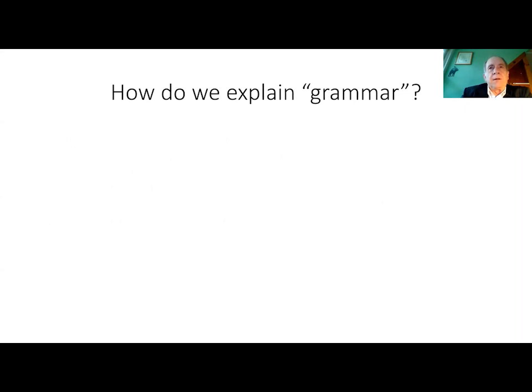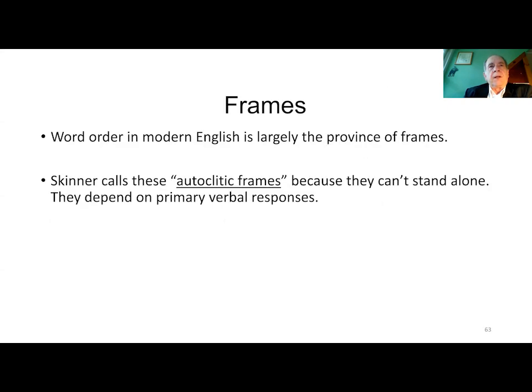So how do we explain grammar? Grammar comes in here when we are stringing words together in chains like this. Our answer is frames. Now, Skinner called them autoclitic frames. I'm going to try to avoid using that term as much as possible, but I can't avoid bringing it in. Word order in modern English is largely explained by frames. And as I say, Skinner calls them autoclitic frames because they can't stand alone. In Skinner's taxonomy, an autoclitic is a verbal expression or verbal response that does not stand alone. Rather, it stands in respect to one or more of the primary verbal operants.